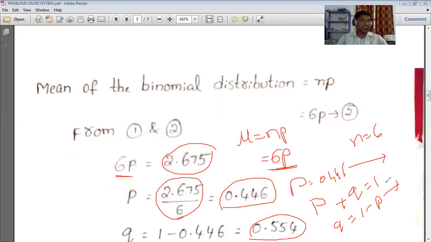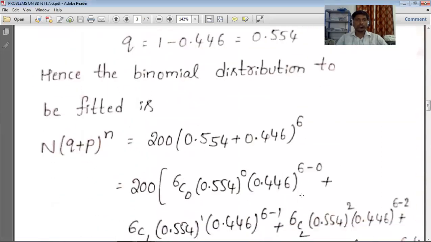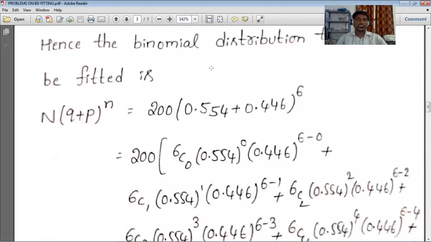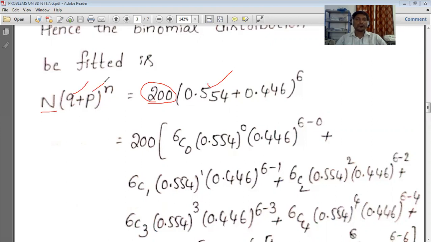Now we can calculate the expected frequencies. Hence the binomial distribution to be fitted. It means that we are going to calculate expected frequencies. Now N into (q plus p) whole power n. So this is the formula we are using. Capital N we already calculated, that is the total frequency 200, and q we calculated 0.554, and p we calculated 0.446.